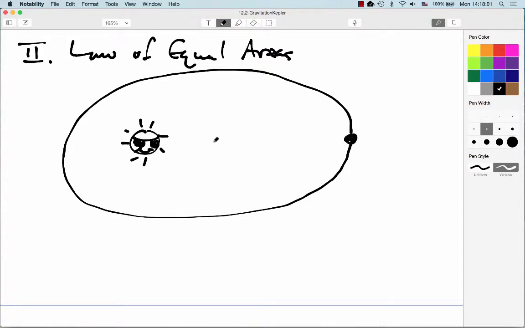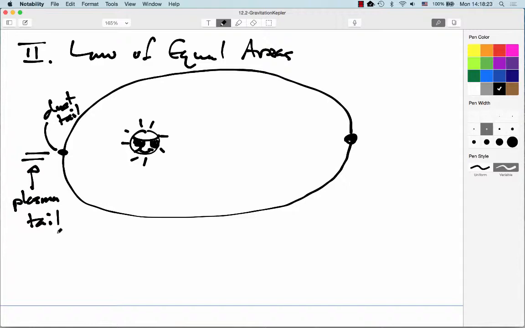Here it doesn't really have any tails. When it gets over here, it'll have a dust tail, like so, and a plasma tail, like so.